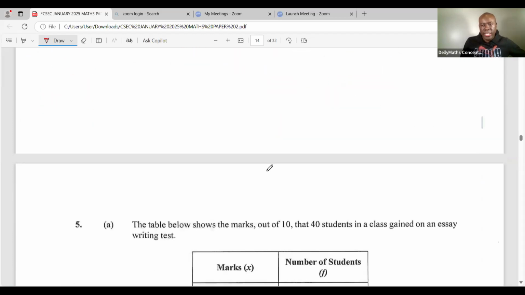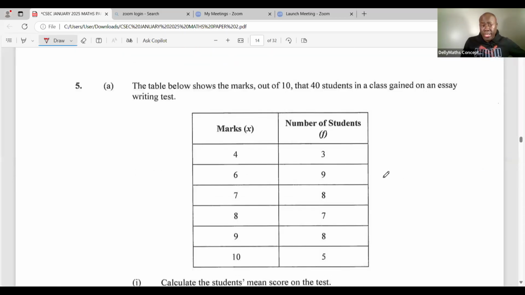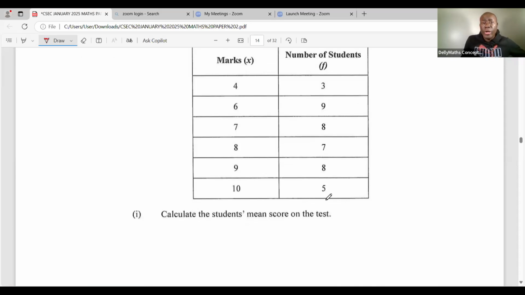Let's go to the other question, number 5. Number 5 is actually a statistics question. It says the table below shows marks out of 10 that 40 students in a class gained on an essay writing test. Now we're looking at the scores. We have the marks here, and then we have the number of students. It says calculate the students' mean score.